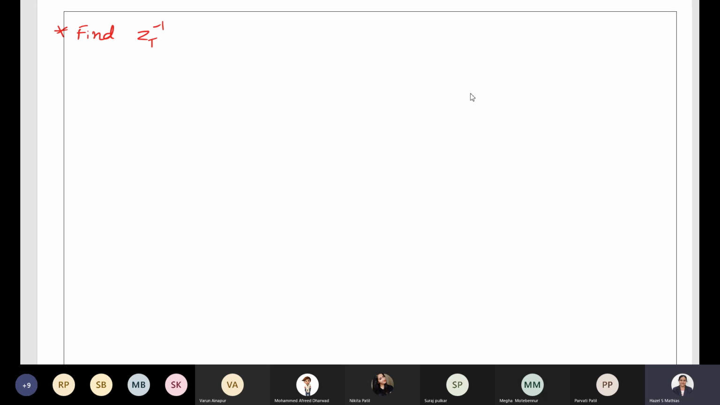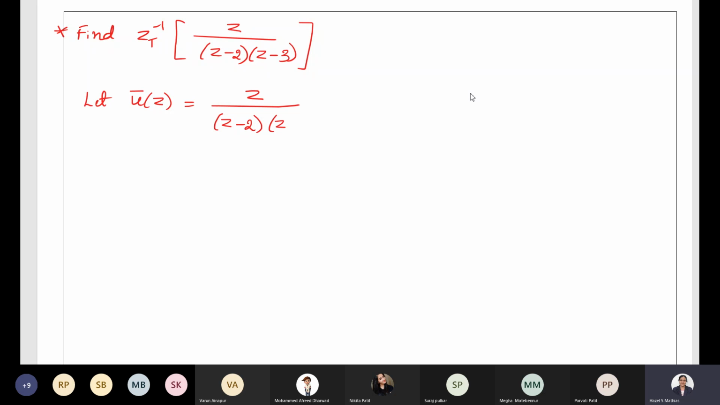Next, find the inverse Z transform of Z divided by Z minus 2 into Z minus 3. So this is similar to the question we discussed in the previous class. We need to find the inverse Z transform of Z by Z minus 2 into Z minus 3. So the first step is we need to take u bar of z. Let u bar of z be equal to z divided by z minus 2 into z minus 3. This is the first step.